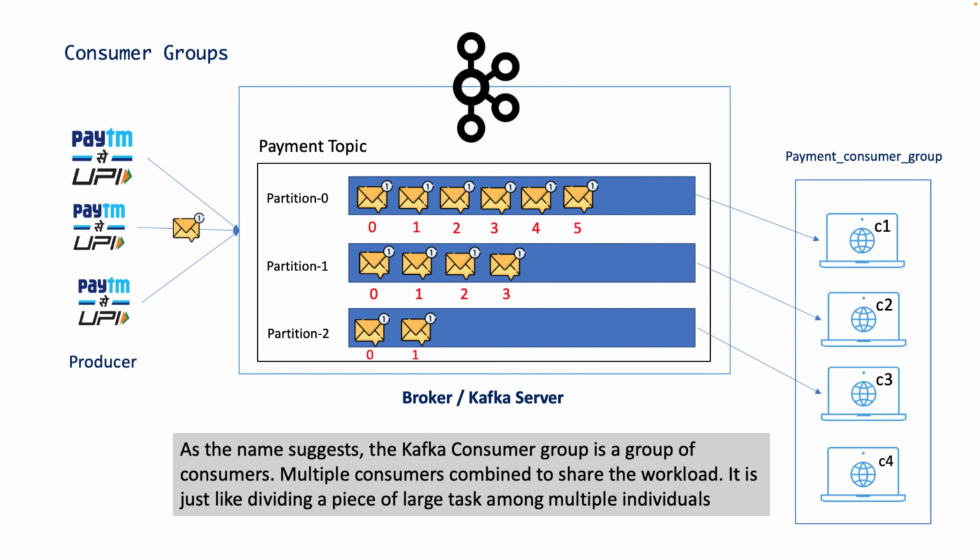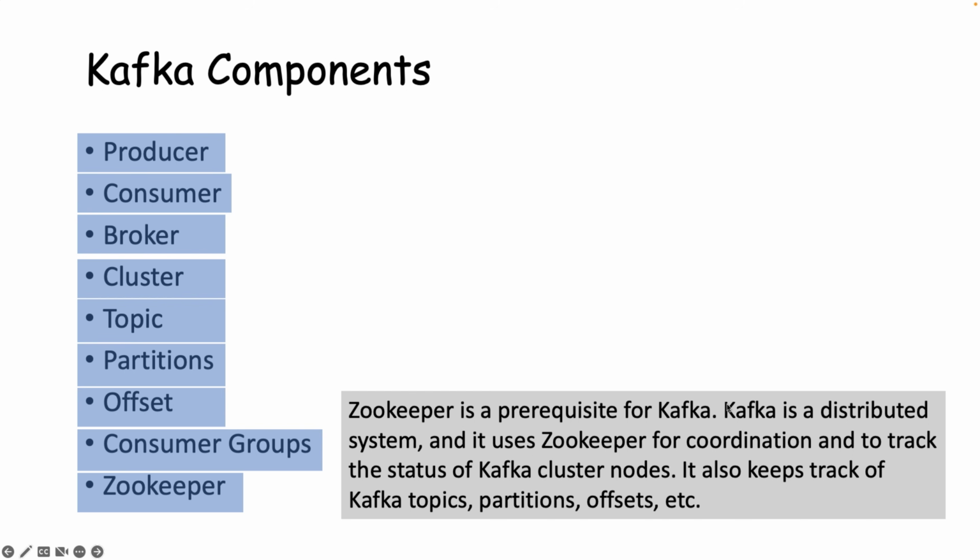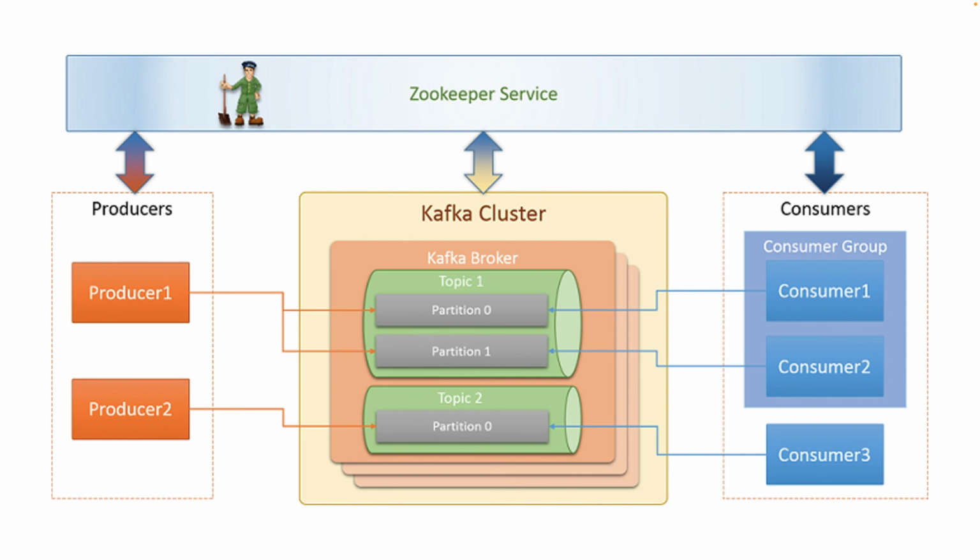Okay, fine. Now let's move to the next component, that is Zookeeper. So Zookeeper is a key component for Kafka. Kafka is a distributed system and it uses Zookeeper for coordination and to track the status of your Kafka cluster. It also keeps track of Kafka topics, partitions, offsets, and all the components of the Kafka ecosystem. So in a single word you can say Zookeeper acts as a manager for your brokers or for your Kafka cluster. So these are all the key components of Kafka.